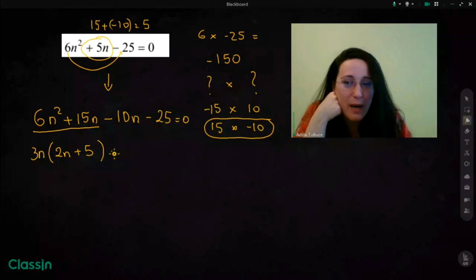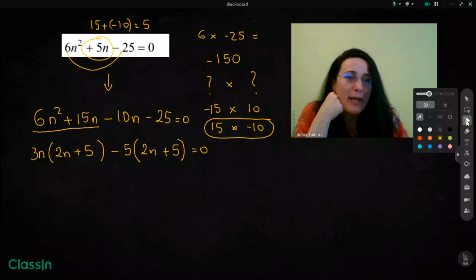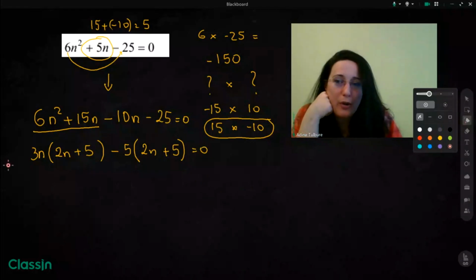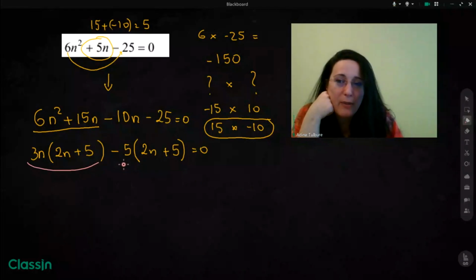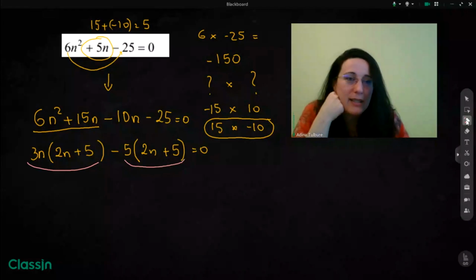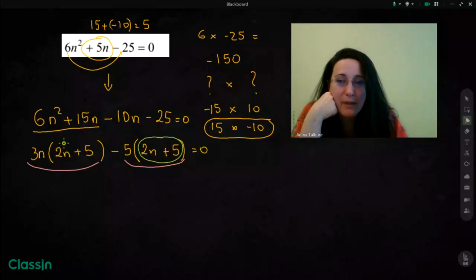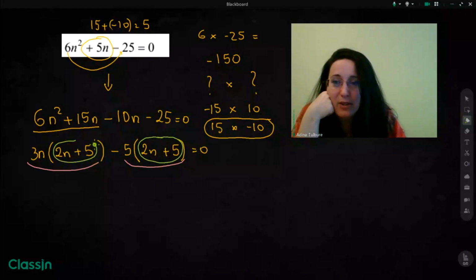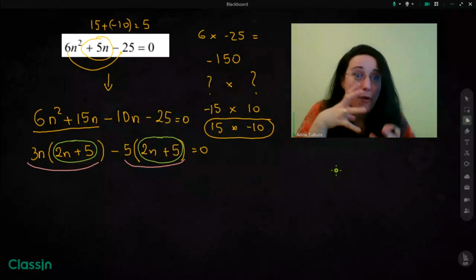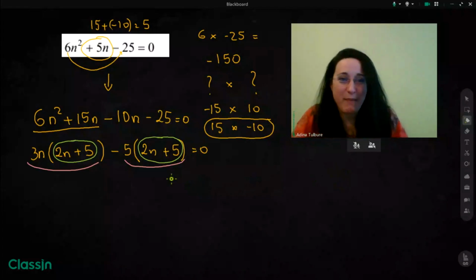So I will do minus 5, and because I pulled the minus 5 in front of the bracket, instead of 10, I will be left with 2n, and instead of minus 25, I will have 5, equals 0. What do I have here? I have two terms that have a common factor, but the common factor is not a number or a variable. It's not just a constant or a variable, it's a full bracket. So the common factor became a full bracket.